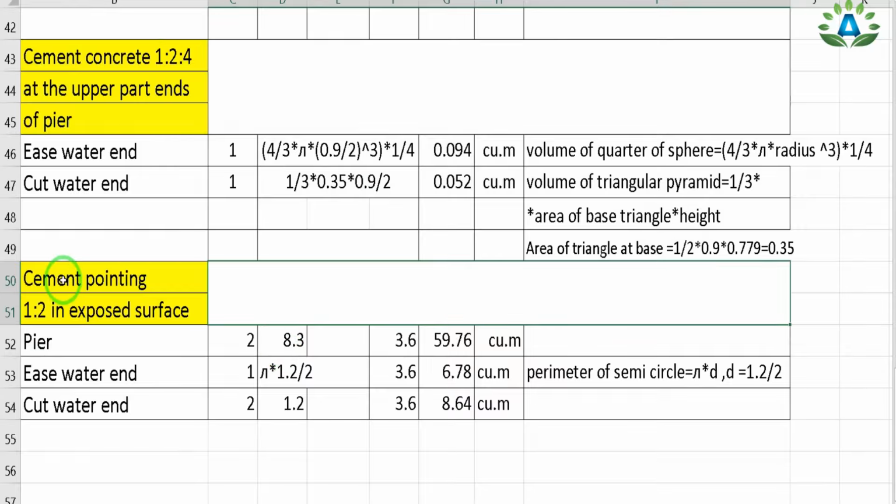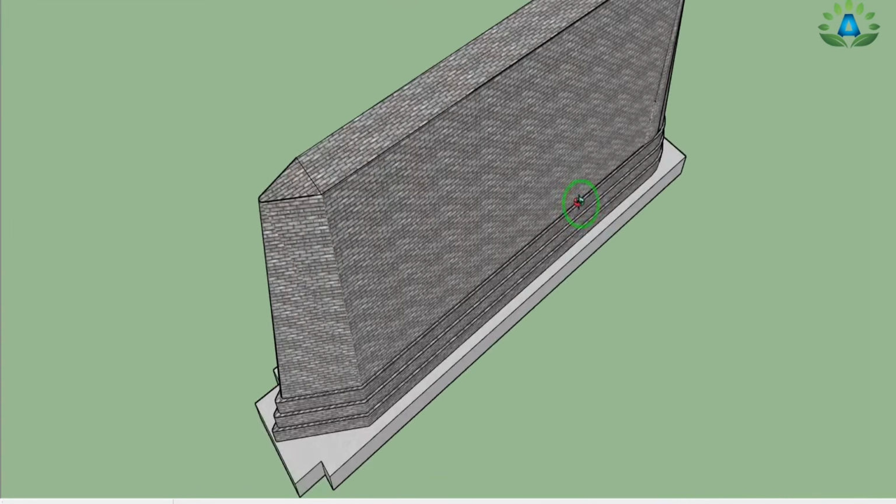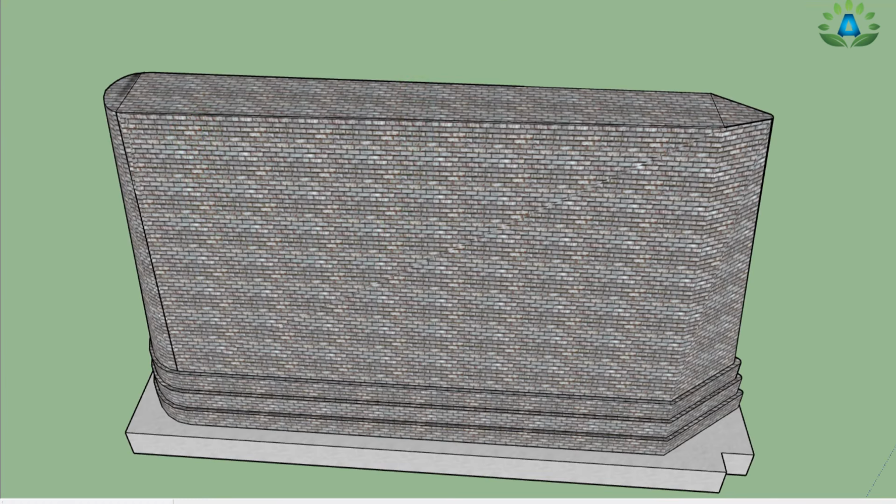Now our last step is the cement pointing on the exposed surface. That means we are going to do the cement pointing on all these sides and this side. We will consider them in three portions: this is our rectangular portion, which we will consider as our pier portion, and this is our triangular portion, which we will do as our cut water end portion here, and this is our semicircular portion, so we will do it as the ease water end portion.